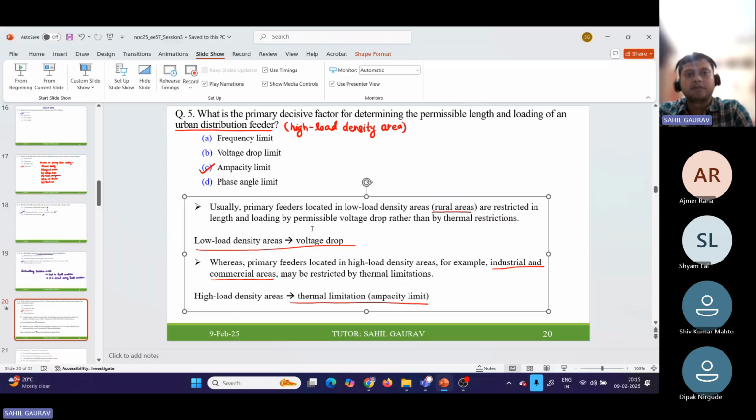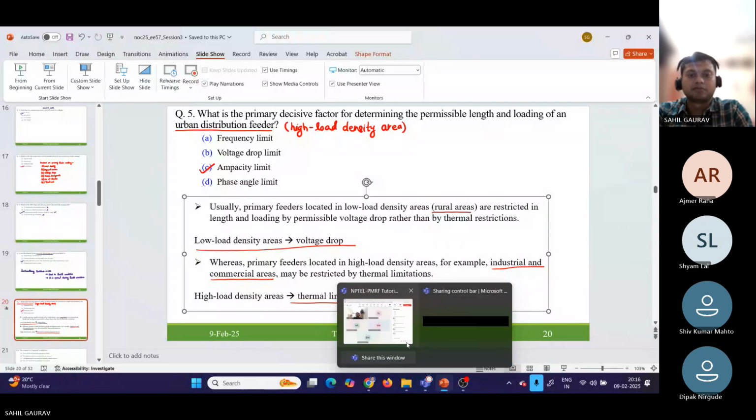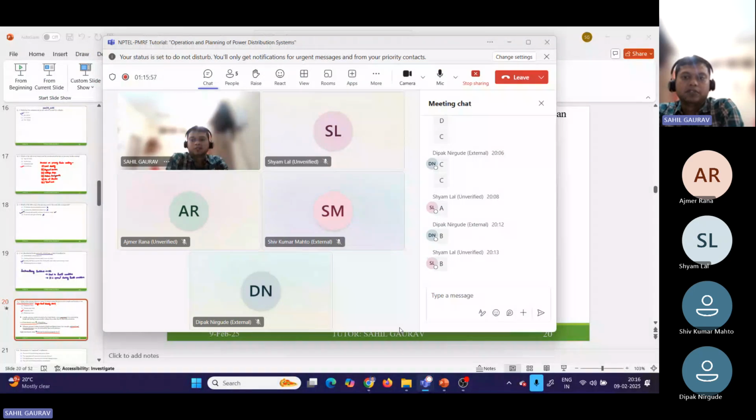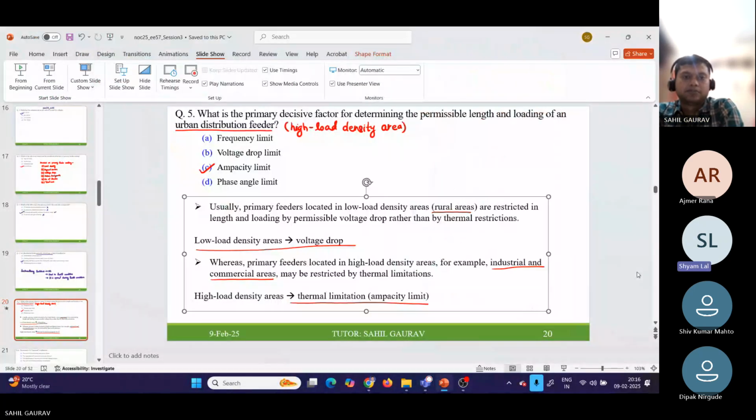In high load density area, we consider the ampacity limit, while in low load density area, we consider the voltage drop. Syam, Shiv, Deepak, Ajmer, anyone can try. In urban area, the load is very heavy, and the length of the feeder is not much longer. If the feeder length is more, then we have to consider the voltage drop. Yes, correct. Correct, Syam.